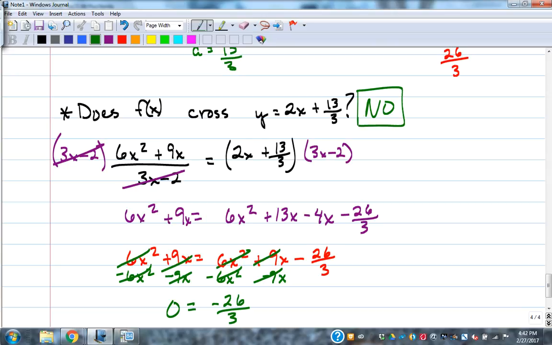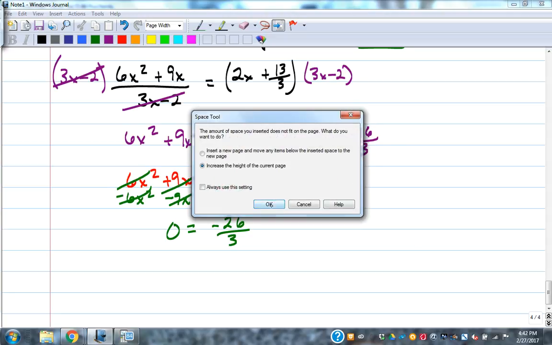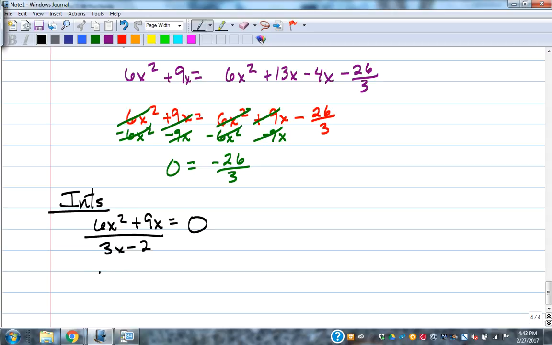A little tougher algebra to do on the obliques than there is with the horizontals, but still doable. And a little tougher algebra, but last thing to do with this problem would be intercepts. So let's do some intercepts for this. So we got f of x, let's see, was 6x squared plus 9x over 3x minus 2. Set that equal to 0. That's going to find us which intercepts? The x-intercepts. Good.